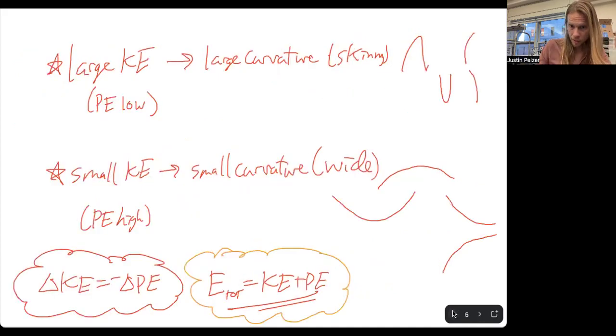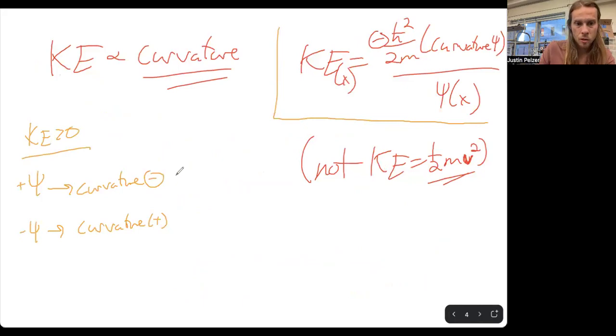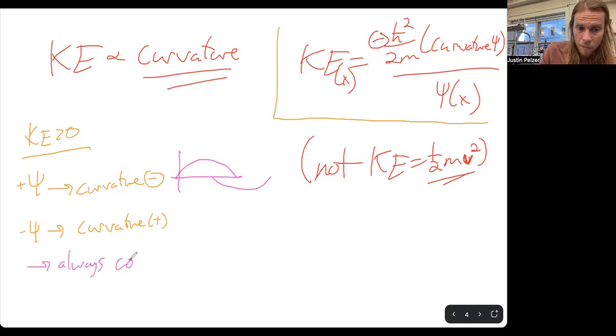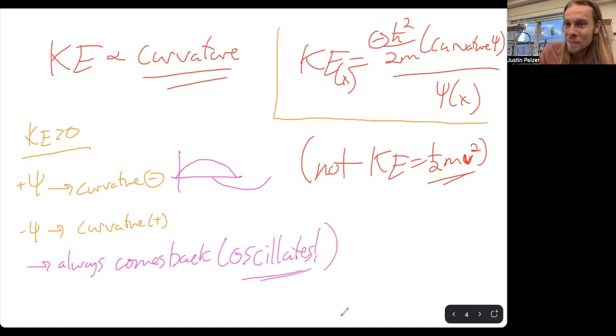So let's go back to this slide. When I have positive values for psi, the curvature is negative. When I have negative values for psi, the curvature is positive. This means it always returns to the axis, always comes back, which means it does what? It oscillates like a true wave.